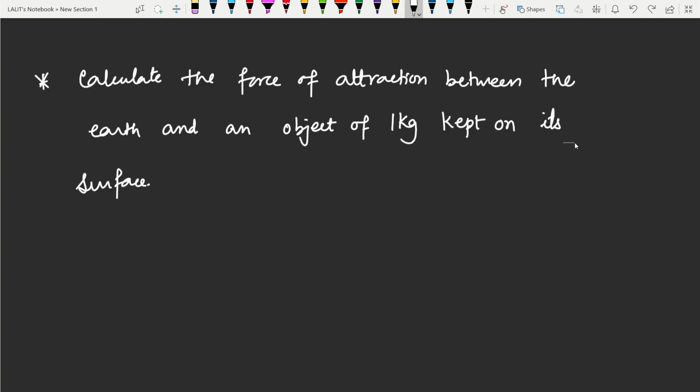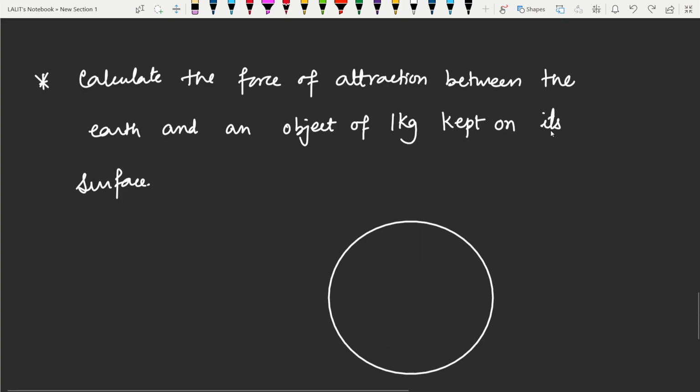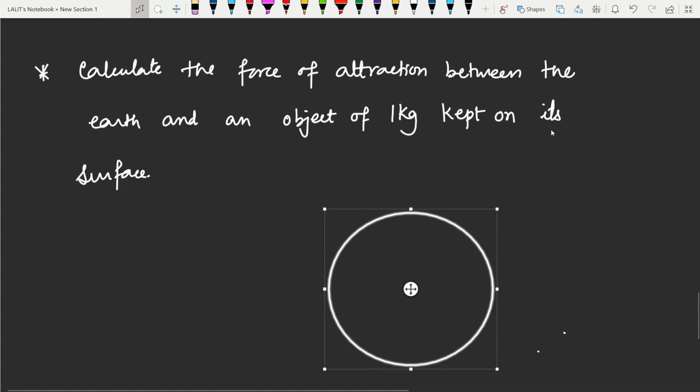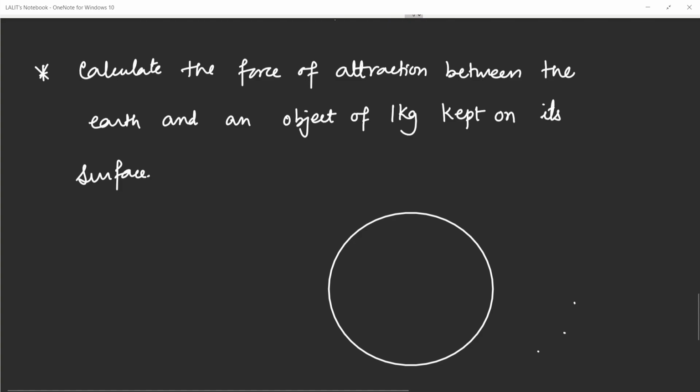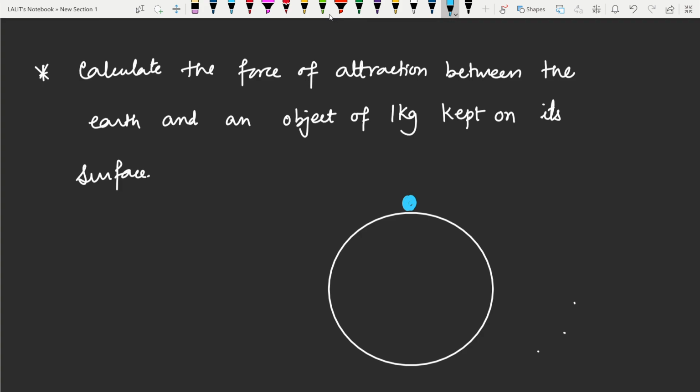First of all, let us draw the circle representing the earth. So this is the earth. And we have an object which is kept on its surface. So let us say this is the object. And this is the earth.